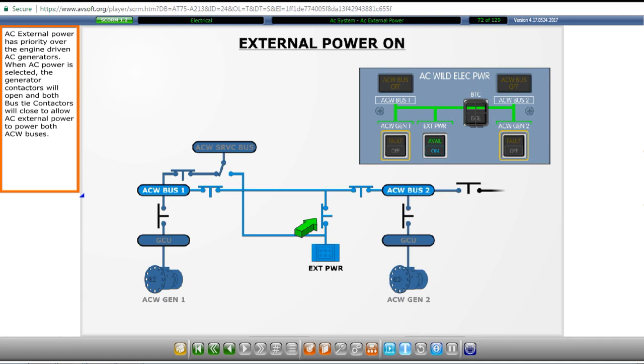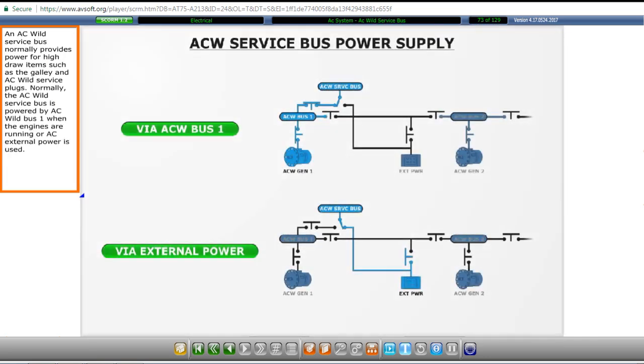AC external power has priority over the engine-driven AC generators. When AC power is selected, the generator contactors will open, and both bus tie contactors will close to allow AC external power to power both AC Wild buses.